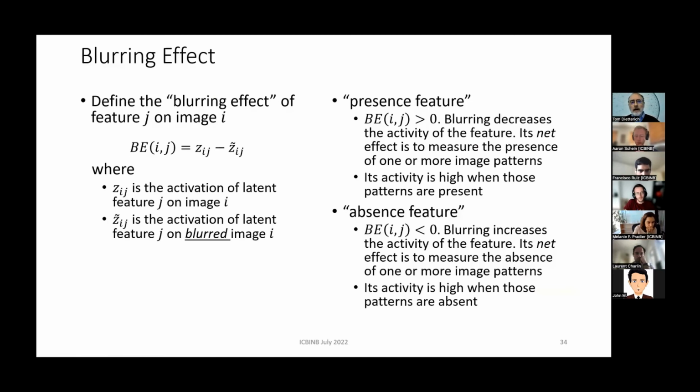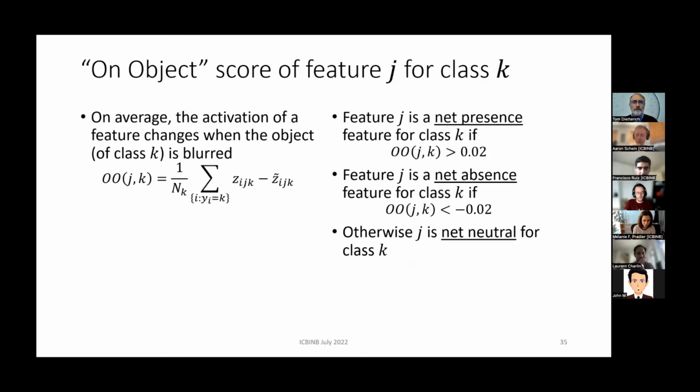So we can look at features whose activation decreases when you blur them, and we call those presence features. They're measuring some pattern that should be present in the image, and when you blur it, the activation goes down. But there are also absence features, whose activation actually increases when you blur the image. They are signaling that some pattern has been removed from the image by giving a high activation. We call those absence features. So we can get an on-object score by looking at the average change in the activation of a feature for a particular class. So OO of JK is the on-object score for a feature on a class.